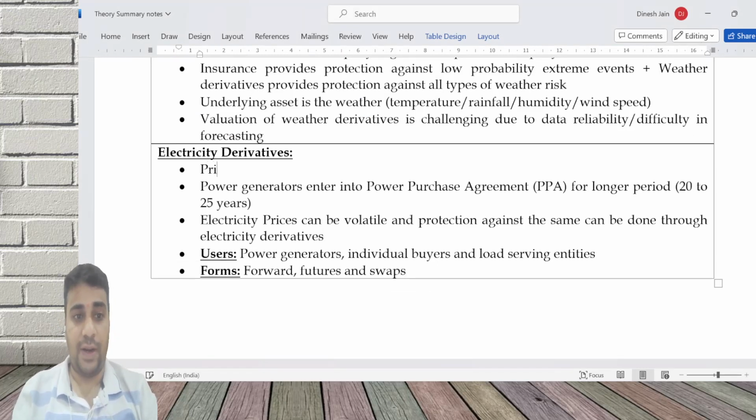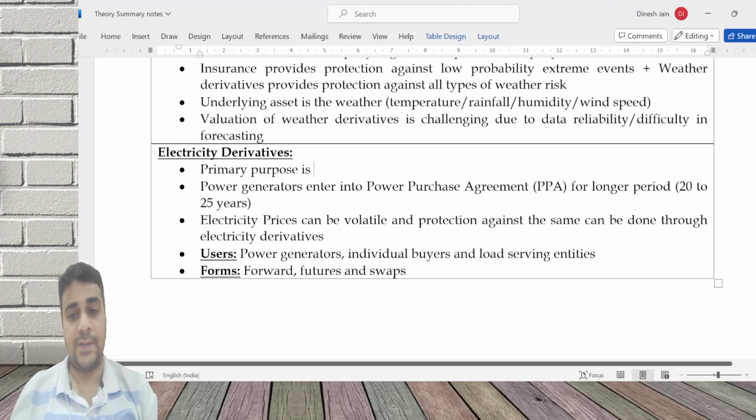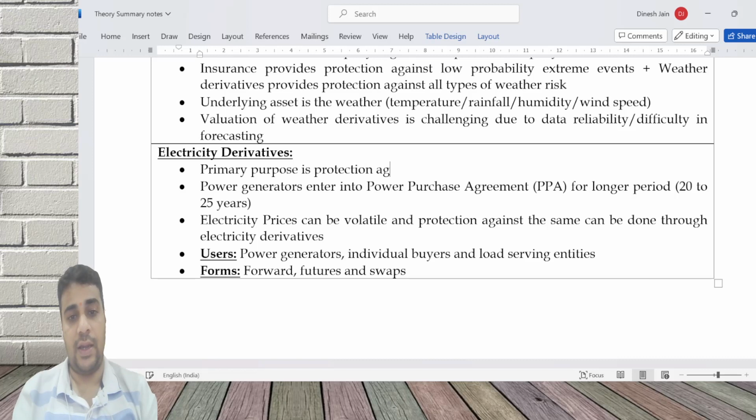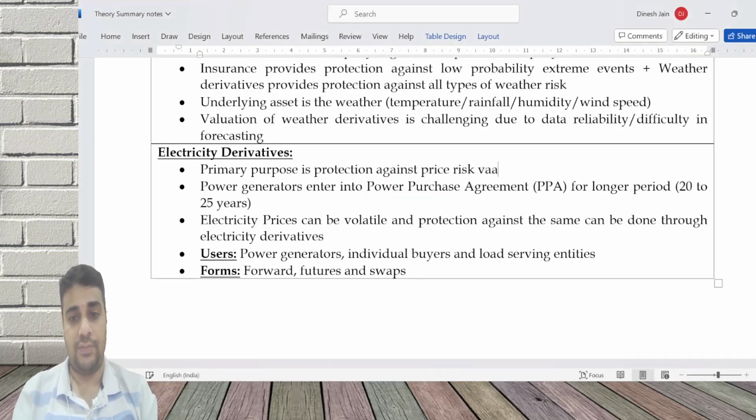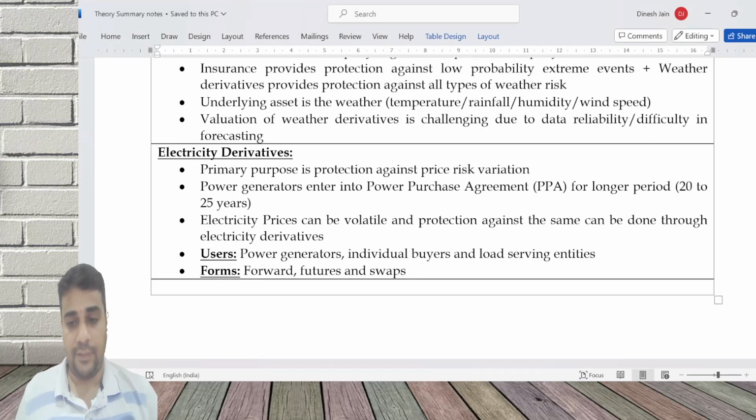Just mention the primary purpose. The primary purpose is protection against price risk variation. That's the primary purpose of an electricity derivative. Protection against price risk variation.